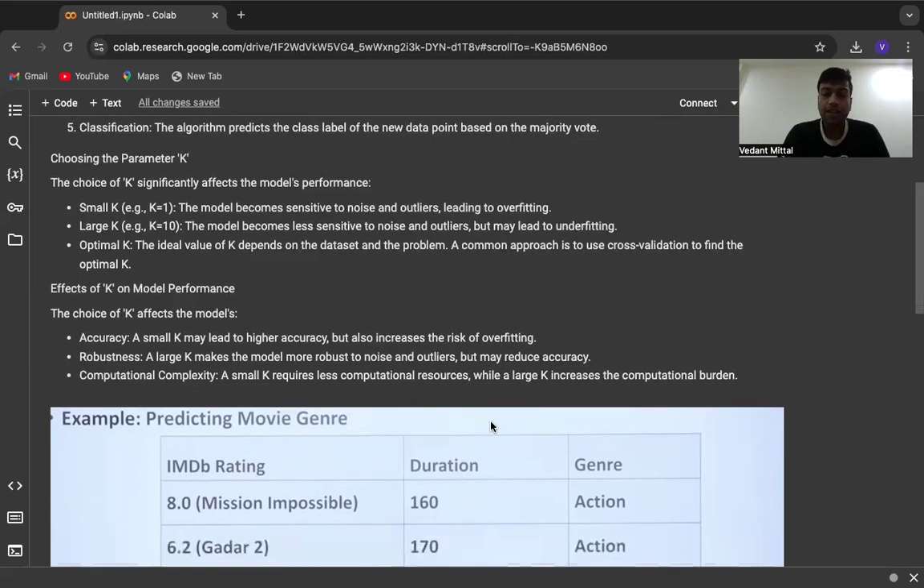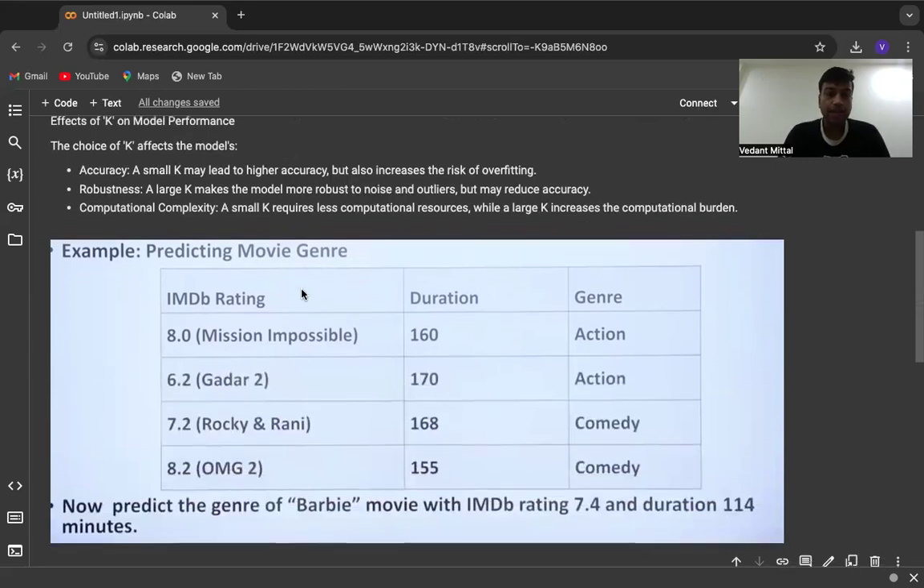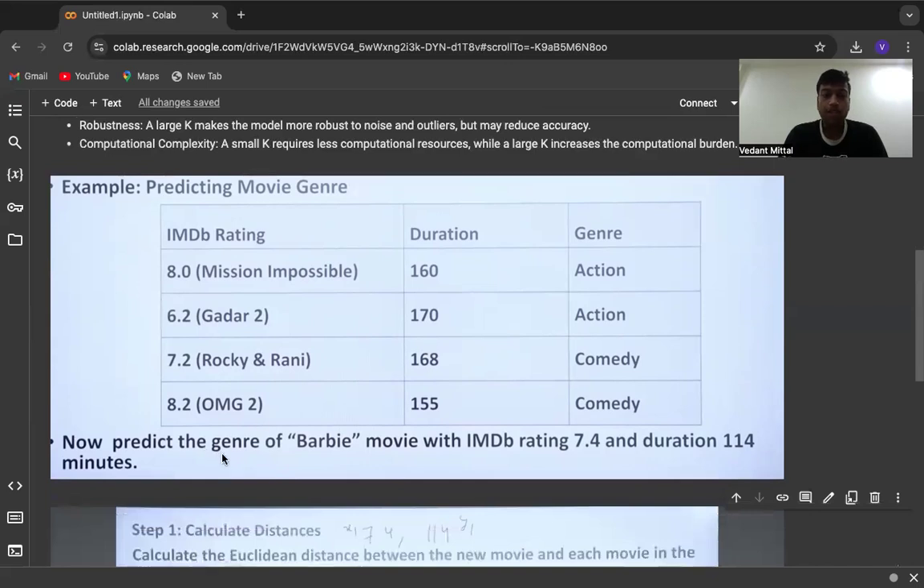Now we'll understand the k nearest neighbor through a question. Here the IMDb ratings of four movies are given, along with their durations and the type of movie: Mission Impossible, IMDb rating 8, duration 160 minutes, Gadar 2, Rocky and Rani, and OMG 2. Now we have to predict the movie type of Barbie, with IMDb rating 7.4 and duration 114 minutes. So basically, we have to predict the genre of the Barbie movie.